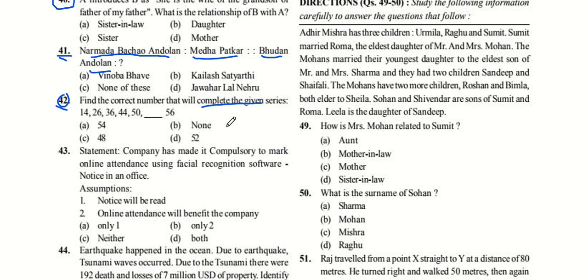So 14 minus 26 means what? There is a 12, this is 10, this is 8, this is 6. So 12, 10, 8, 6, and this is 4. So this will be 4 and this should be 2. So 56 minus 2 is 54. And for a cross check you can do 50 plus 4, because here we have written 54. So 54 is the correct answer.